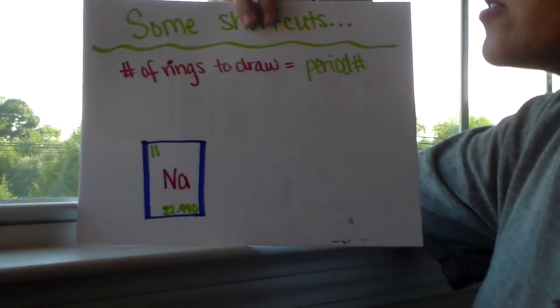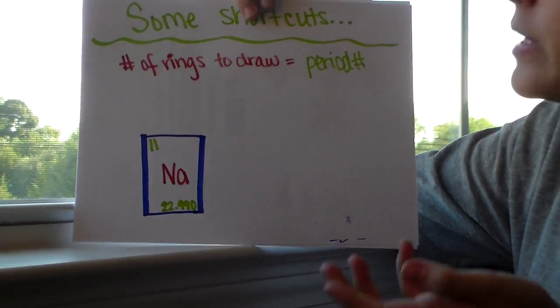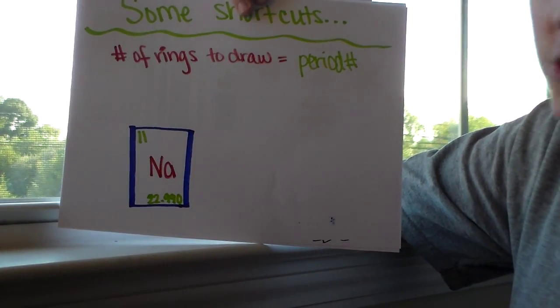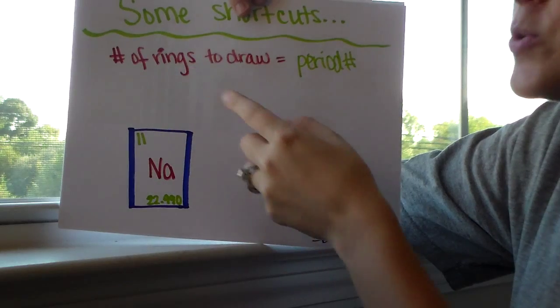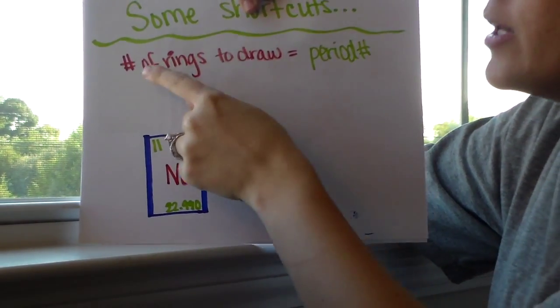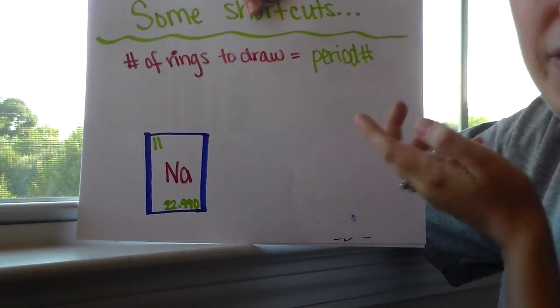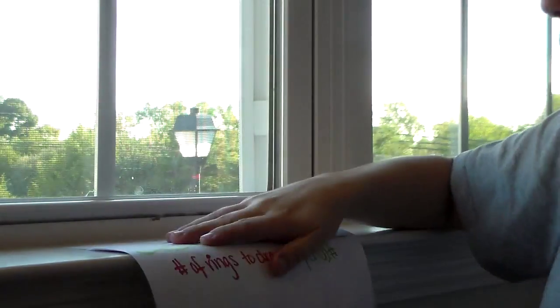Okay, now that you made it this far, let me show you some shortcuts to make the process a little bit easier. The first shortcut I want to show you is that there's an easier way to identify how many rings you need to draw for an element. And the trick is that the number of rings to draw is equal to the period number that the element is in on the periodic table. Let me show you an example.